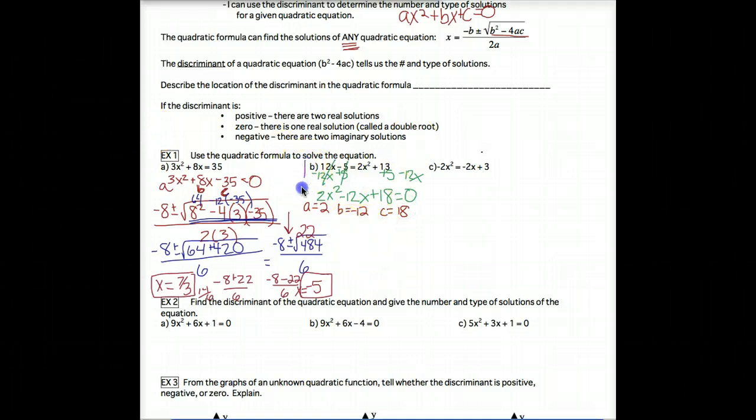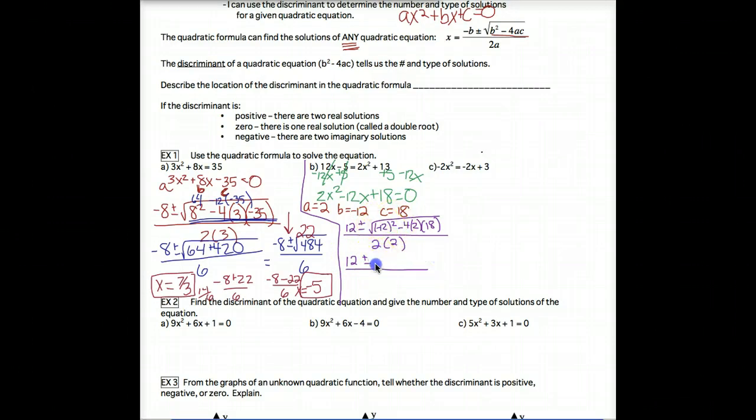And I'm just going to draw a line here to separate that side from this side so the problems don't run together. So opposite of negative 12 is 12, plus or minus square root of negative 12 squared minus 4 times a times c. Whole thing divided by 2a. Again, when I simplify, I'm going to simplify in here first. So I leave that out front.